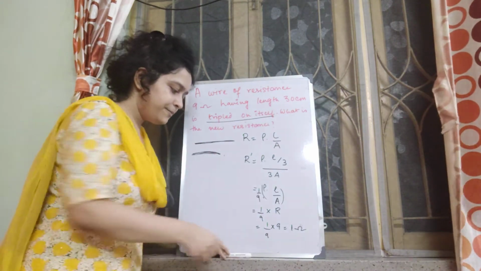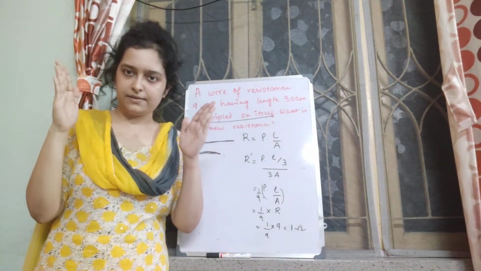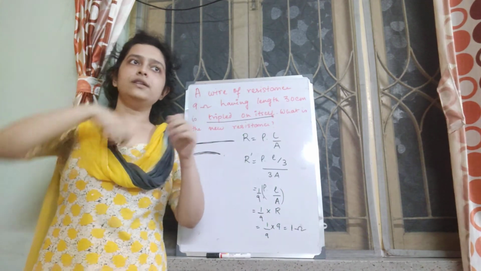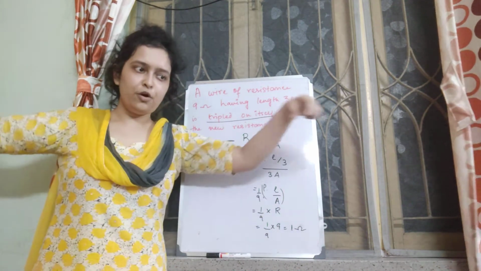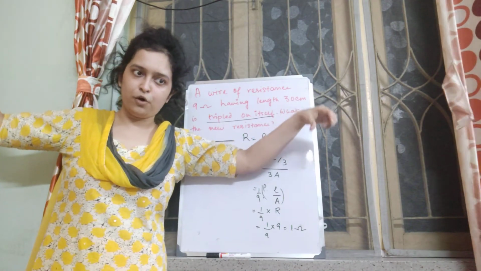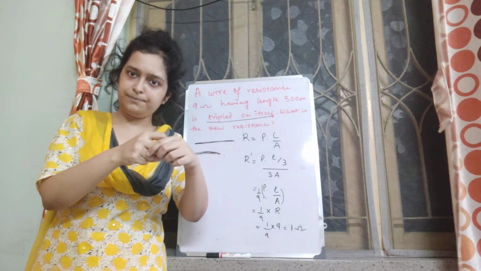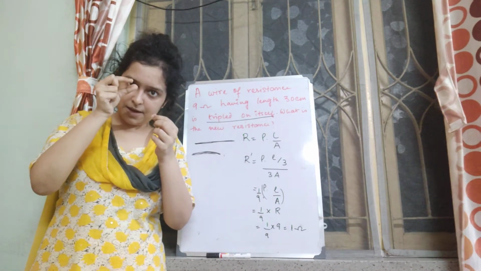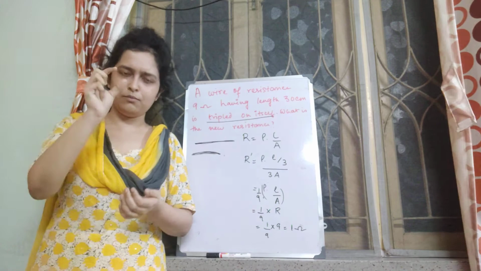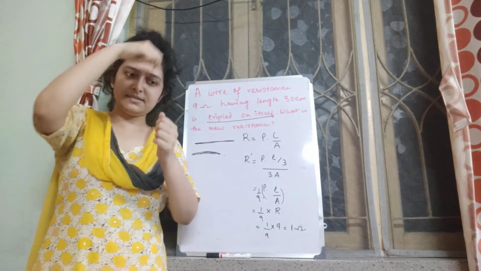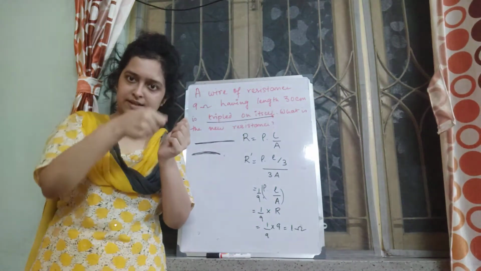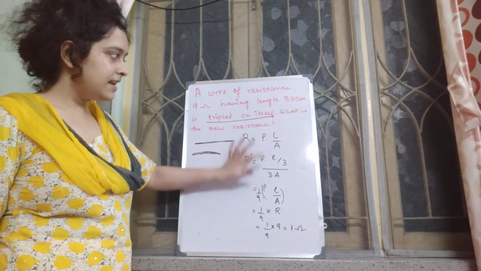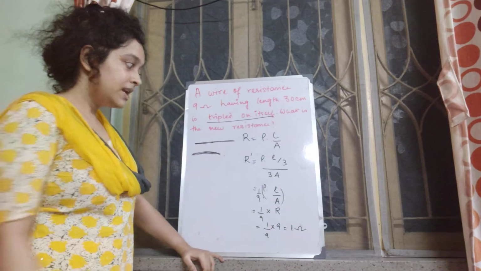Think of how you fold a measuring tape. When you fold a long measuring tape, length becomes shorter, but you will find that the width becomes more, isn't it? So you are just folding the wire onto itself. Area of cross section becomes thrice. Length becomes 1/3.